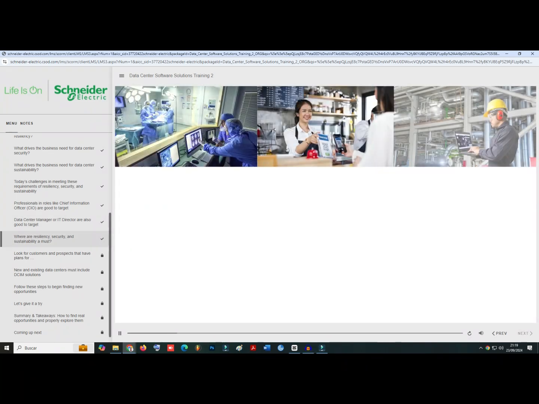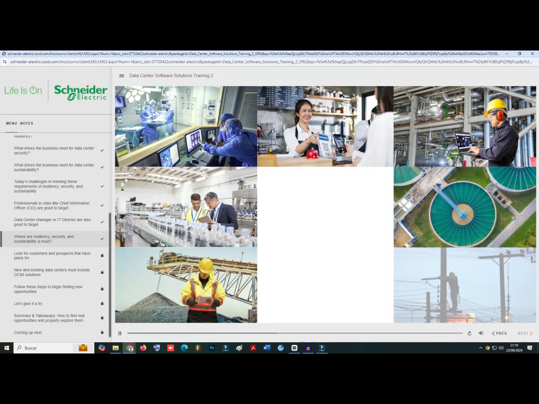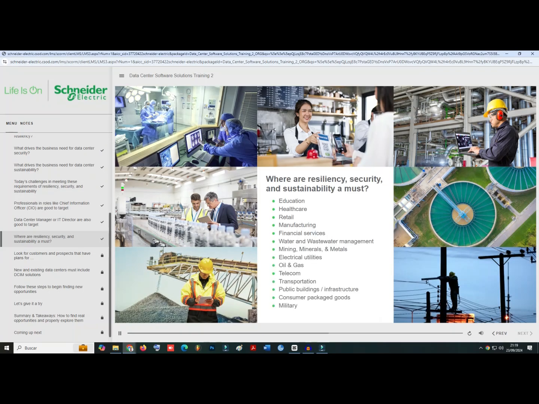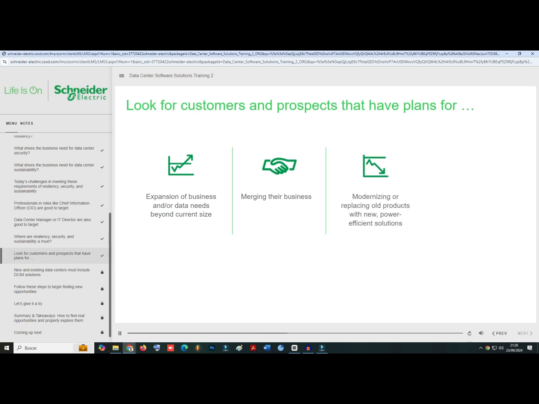Resilient, secure, and sustainable IT infrastructure is an absolute must for any organization. But where will you find the best opportunities? There is a long list of industries that need help. Look for customers who may need to expand their operations. Mergers and acquisitions drive a need for those organizations to plan, monitor, and manage their distributed IT. Also consider that many customers have aging solutions they could replace with more power-efficient solutions.